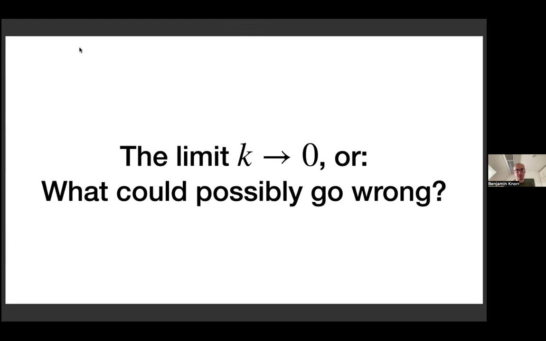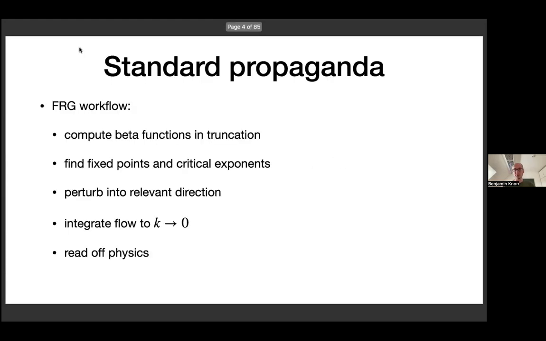So let me dive right into it and discuss this limit k to 0, or really asking the question, what could possibly go wrong? You probably all know the propaganda, maybe you're teaching it like this, of the FRG. You sit down and compute beta functions in a truncation. You look for fixed points, you look for critical exponents, you perturb into relevant directions, you integrate the flow down to k equals 0, and you read off the physics. Very nice, very clean, nothing can go wrong ever.